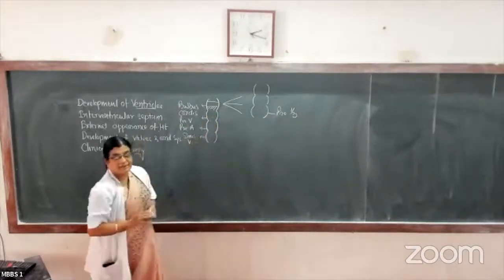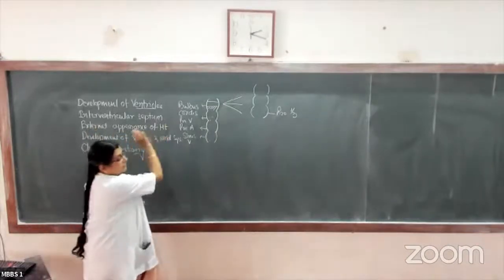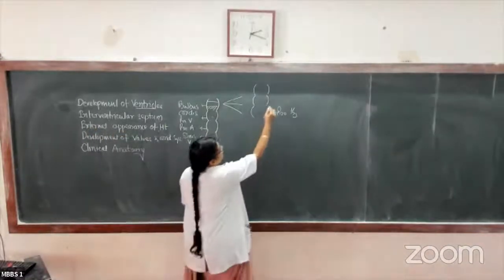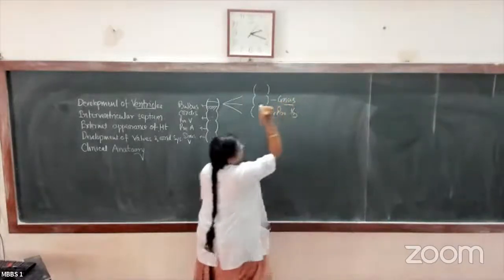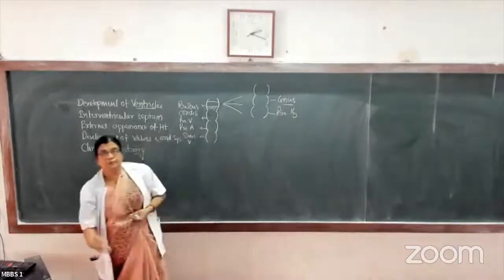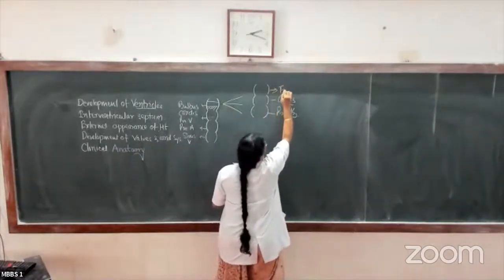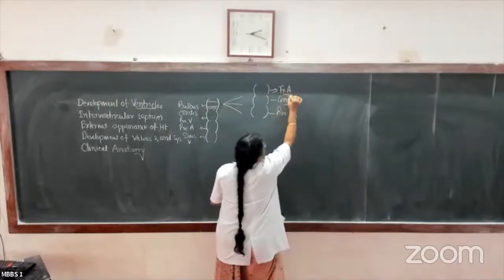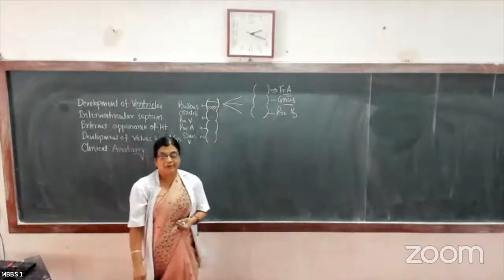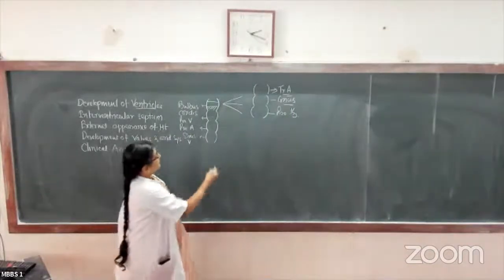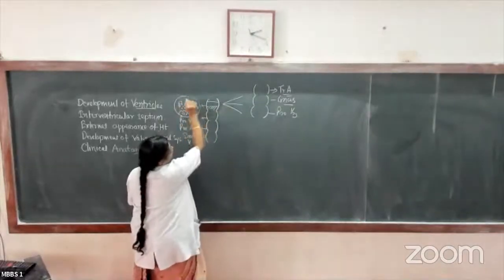How it takes the right position, that we will see in the external appearance of the heart, how it is obtained. So this middle 1/3 is the conus part, which forms the outflow tract of both right and left ventricle. Then this is the truncus arteriosus, which forms 2 important vessels, that is pulmonary trunk and ascending aorta. So these are the 3 chambers formed from the bulbus cordis.